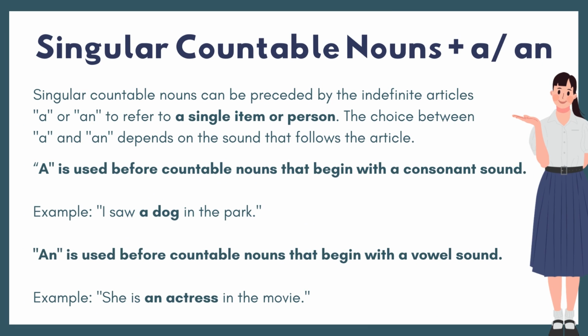Singular countable nouns plus a or an. Singular countable nouns can be preceded by the indefinite articles a or an to refer to a single item or person. The choice between a and an depends on the sound that follows the article. A is used before countable nouns that begin with a consonant sound. Example, I saw a dog in the park. An is used before countable nouns that begin with a vowel sound. Example, she is an actress in the movie.